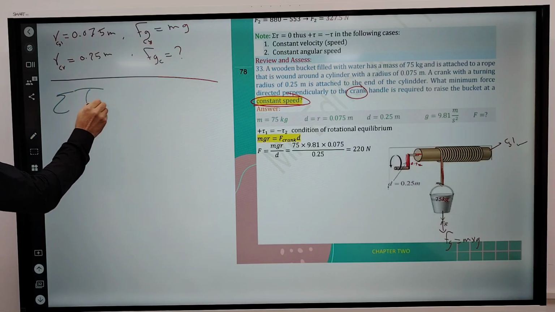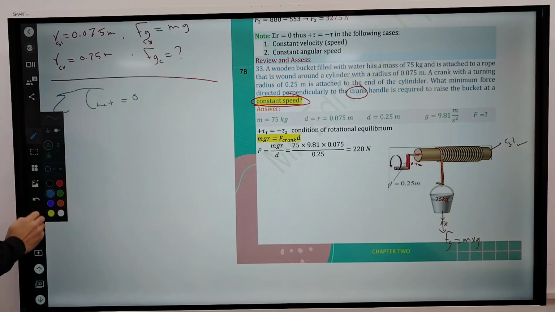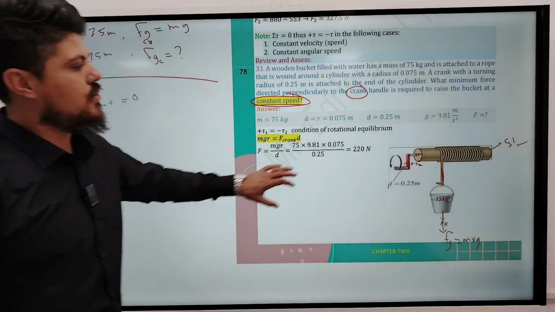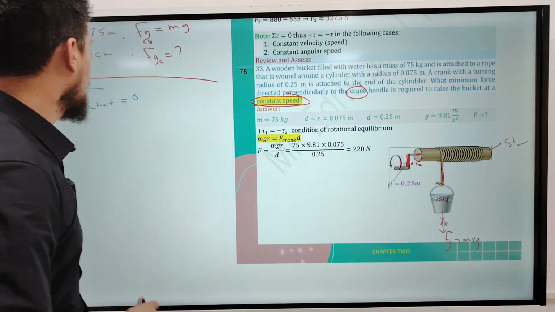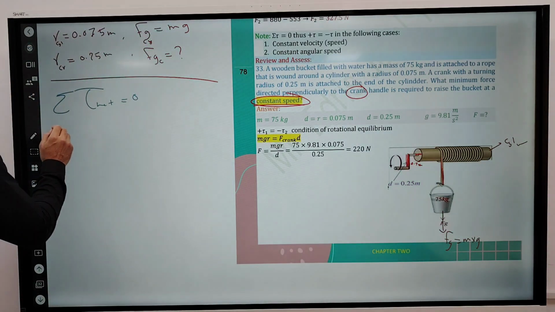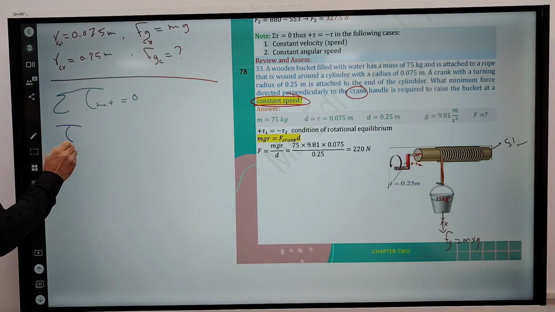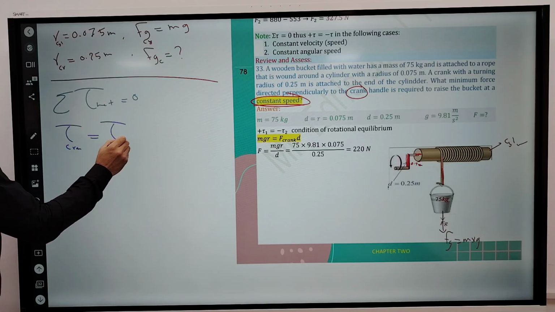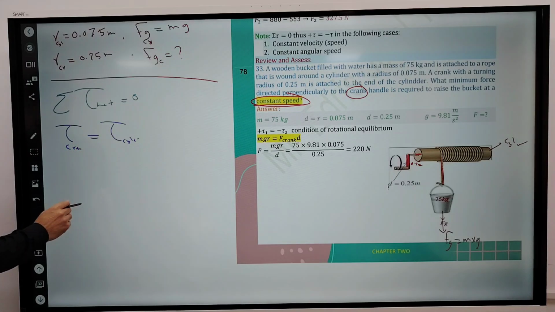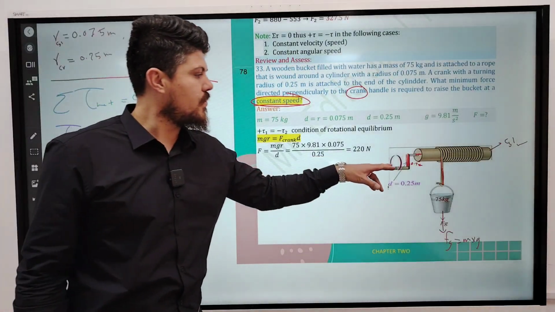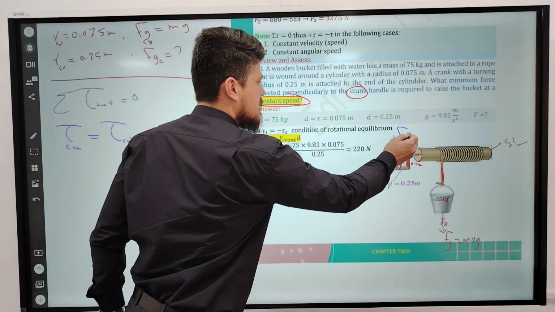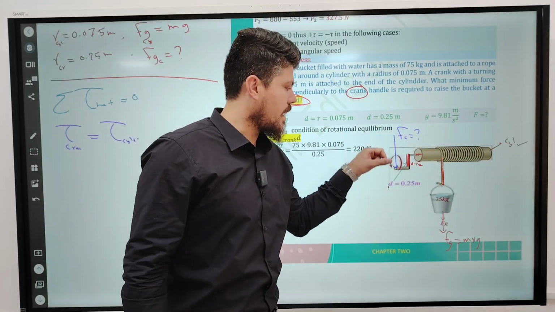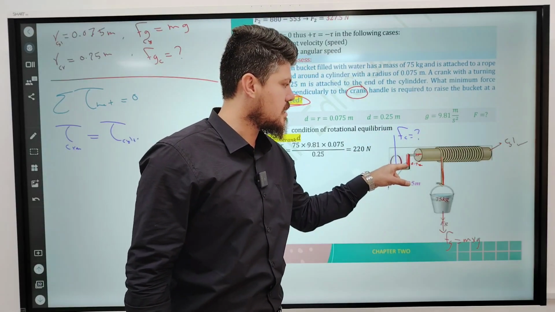In that case we have to use rotational equilibrium: net torque is equal to 0. We have two forces and two torques. The torque of the crank is equal to the torque of the cylinder. How many torques do you have? Two torques. When the force is applied on the crank, the force of the crank is unknown, acting on this distance.